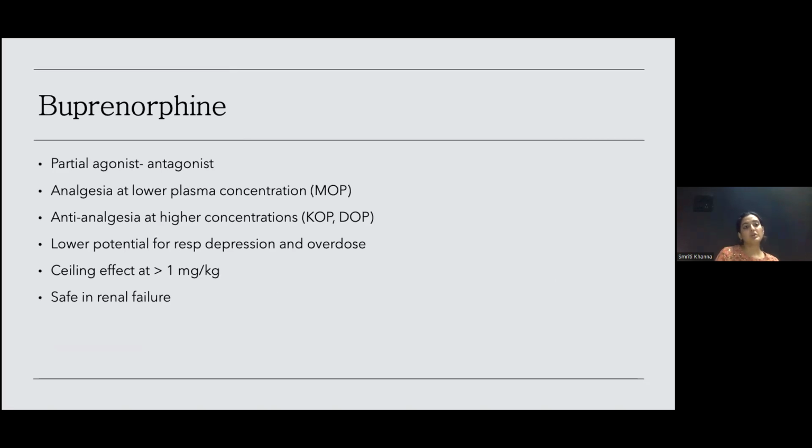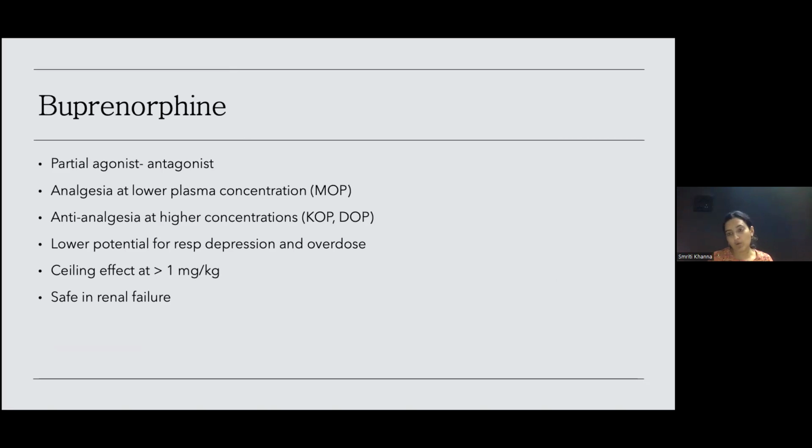Okay, moving on to buprenorphine. So buprenorphine, as we had read before, is a partial agonist antagonist. It will have an analgesic effect at the lower plasma concentrations, and that is again mediated via the mu receptor only. But at higher concentrations, it has an anti-analgesia effect that's mediated by the kappa and the delta.